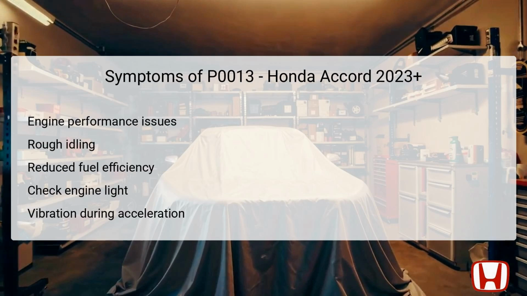When DTC P0013 is present, several symptoms may manifest in the vehicle's operation. Drivers may notice engine performance issues, including a lack of power or sluggish acceleration. Rough idling can also be an indicator, where the engine does not run smoothly and may vibrate or operate inconsistently. Reduced fuel efficiency is a significant concern, as the engine may consume more fuel without providing adequate power, leading to increased operational costs. The presence of the check engine light on the dashboard signifies that the vehicle's computer has detected a fault that needs addressing.